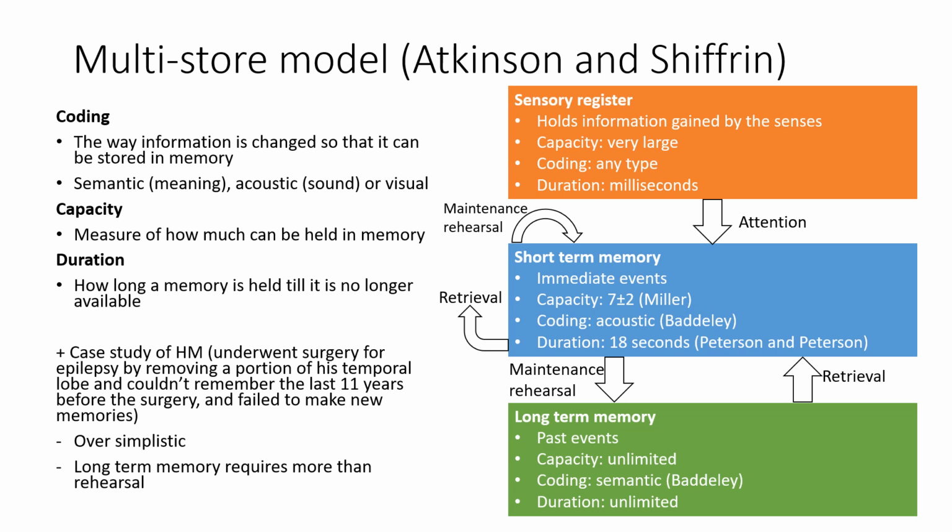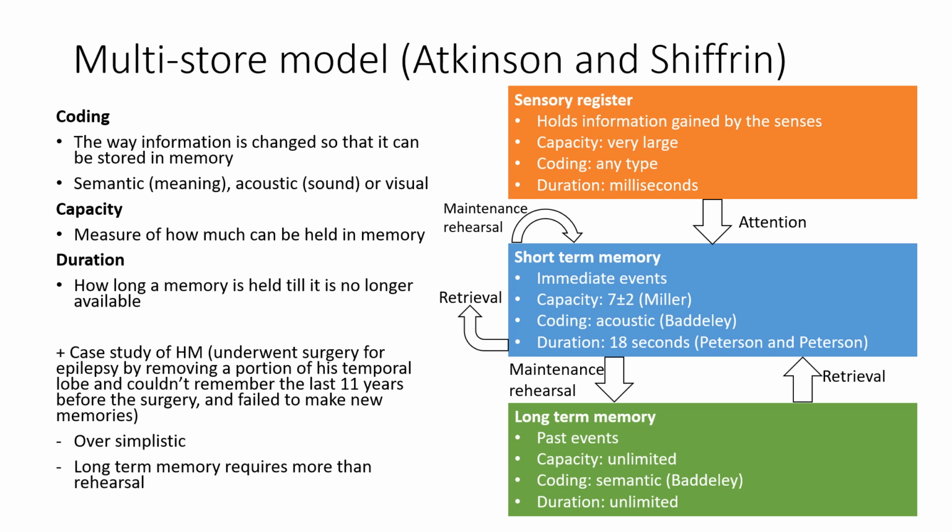So looking at the long-term memory, this is past events that took place a while ago. The capacity is unlimited, so you can hold as much information in your long-term memory as you want. It is coded semantically, so you're more likely to remember things that actually have a meaning to them. The duration is unlimited as well. And to get the long-term memory back to the short-term memory, again it is the process of retrieval.